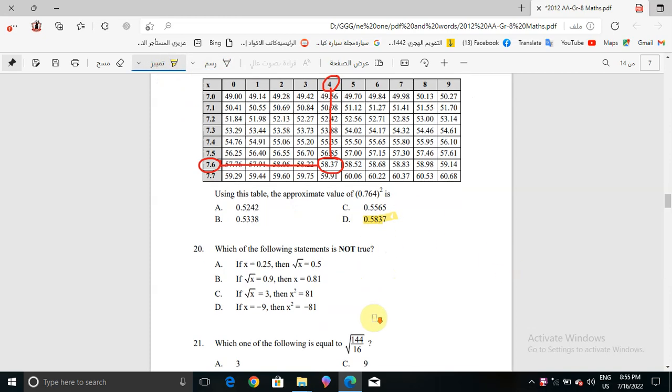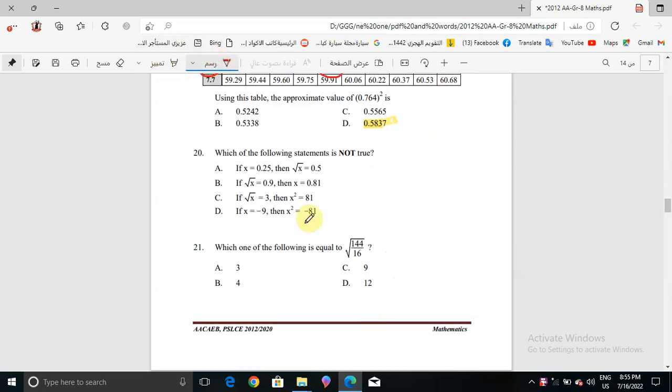Okay, now in question number 20, which one of the following statements is not true? We have here, if x is equal to 0.25, then the radical x is equal to 0.5, or radical x is equal to 0.9, then x is equal to 0.81. First of all, if we have here 0.25, then radical x is equal to 0.5, yes, it's correct. Now here, radical x is equal to 0.9, then x is equal to 0.81, yes, it's correct.